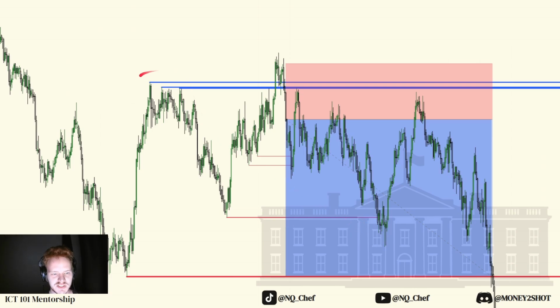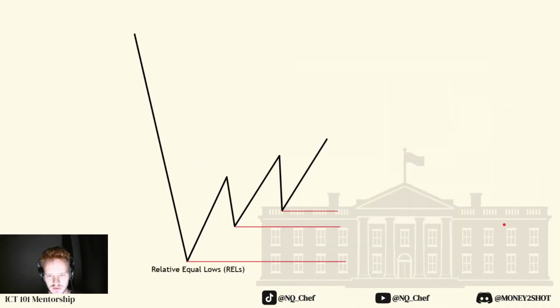So the draws here were respected. We made this new high over here that price failed to reach. But after we take out these highs, these relative equal highs, what does price do? Continues all the way into the higher time frame direction.